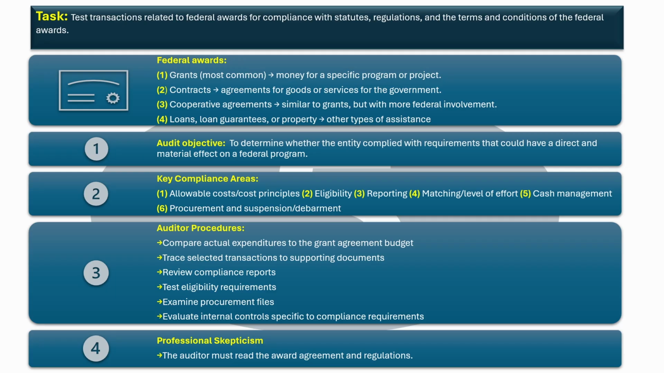4. Professional skepticism. Just because management says the grant allows this doesn't mean it does. The auditor must read the award agreement and regulations and test actual expenditures against those requirements. Think of federal award auditing like checking if a scholarship was spent correctly. The scholarship agreement says, use this money only for tuition, fees, and books. If the student spends part of it on a beach trip, that's non-compliance, even if they argue it was educational.